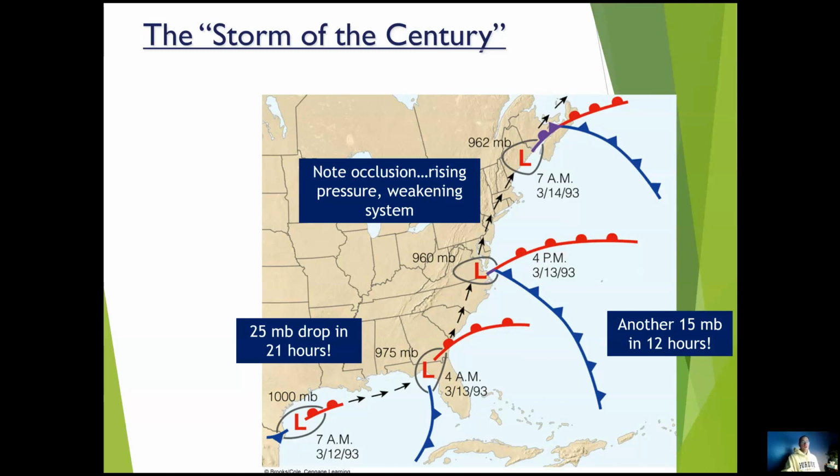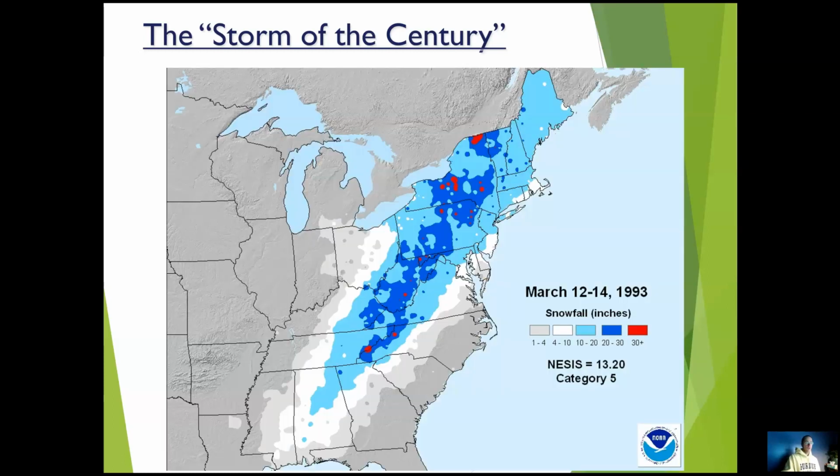And so even with the fast motion of the storm, we saw considerable amount of snowfall over a large area of the country. If we have a chance to watch the video, it'll do a really nice job of depicting some of the societal impacts of this system.